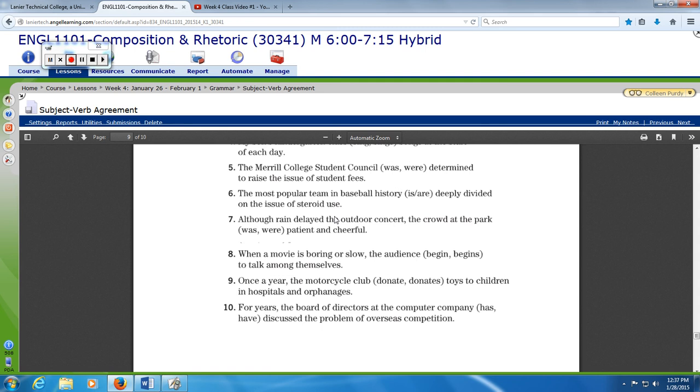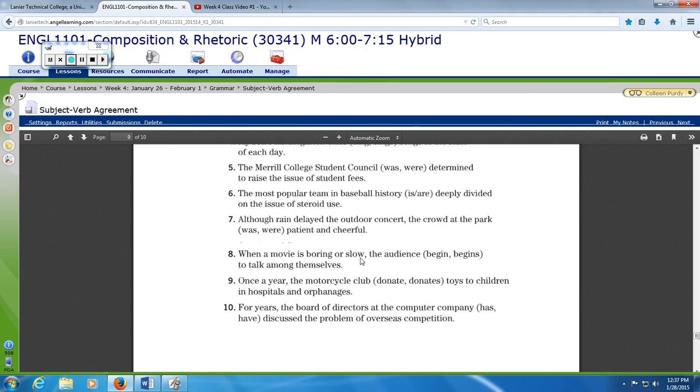Although the rain delayed the outdoor concert, that is a dependent clause. Rain is your subject, delayed is your verb. Although is a dependent marker. Okay? I'm not worried about that. I'm worried about this one. At the park, prepositional phrase. So the crowd is the subject. Crowd is singular, so it was.